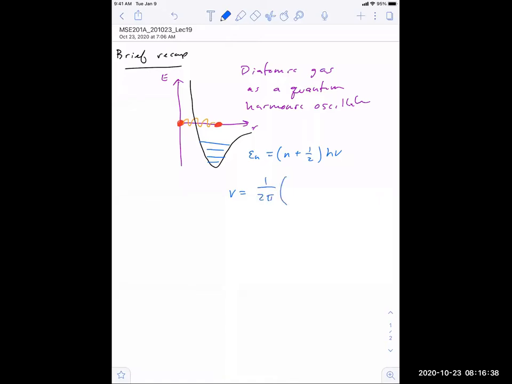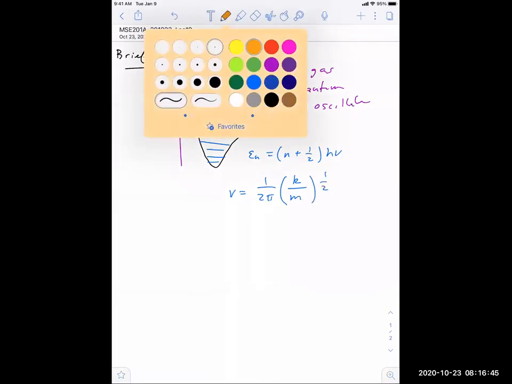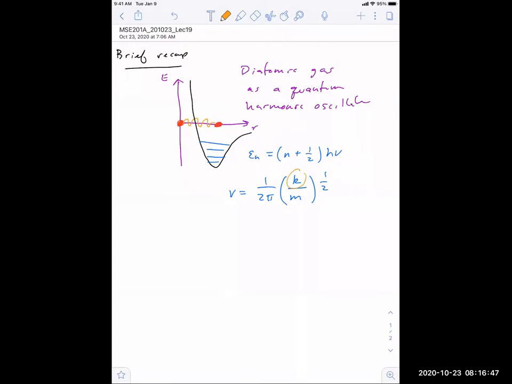So the vibrational frequency equals 1/2 pi times the square root of the spring constant, which is kind of like the bond stiffness, and then the reduced mass, which accounts for the masses of the two atoms attached to the spring. And so what this says is that frequencies will increase as the stiffness of bonds increases or the mass of atoms attached to the spring decreases.